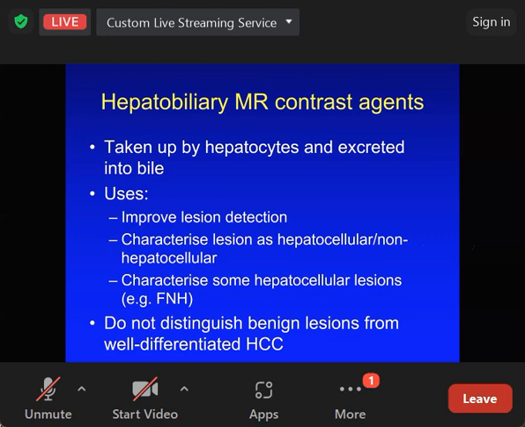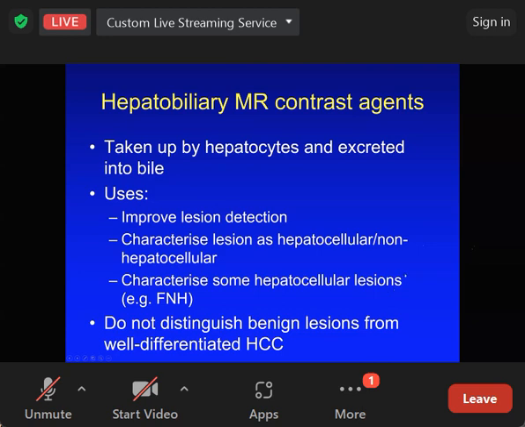But with MR, we can also get more fancy types of contrast agent. And for the liver, we have hepatobiliary contrast agents. They also are based on gadolinium, but the gadolinium is linked to a certain substance which is taken up by hepatocytes and excreted into the bile. And this is useful for lesion characterization. Also, it can improve lesion detection when you're looking for small metastases. But importantly, it doesn't distinguish benign lesions from well-differentiated HCC.